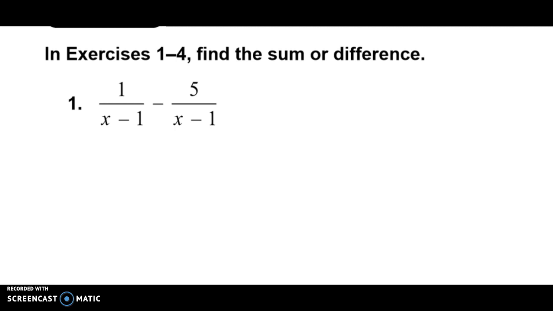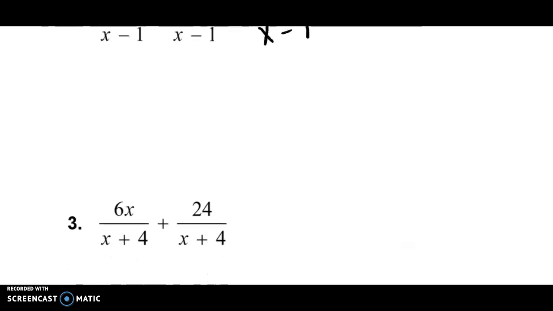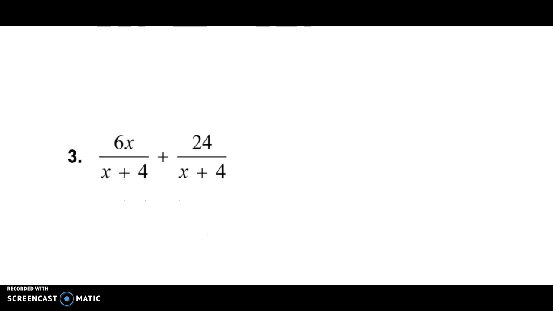Since these two have the same denominator, we can just go ahead and subtract them. So 1 minus 5 is -4, and then we keep the same denominator. And that's it. Now let's move on to number 3. On number 3, they also have the same denominator, so we can go ahead and just add. So this would be 6x plus 24 over x plus 4.